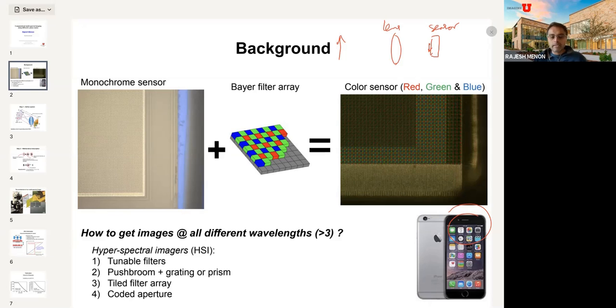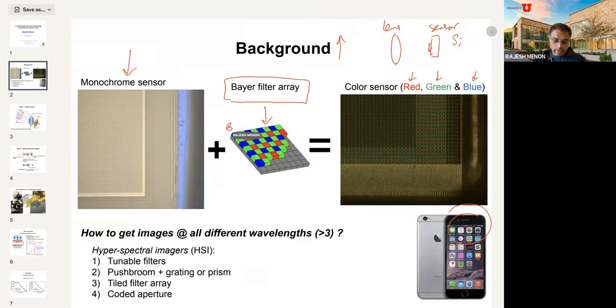As long as the energy of the photon is larger than the band gap of the material used in the sensor, typically silicon, right? However, how do you see color? In order to see color, you need to somehow distinguish the colors. And for human beings, as we saw before, we are interested in red, green, and blue primary colors. So we need to be able to distinguish these red, green, and blue. And this is done by placing something called a Bayer filter array, which looks like that, on top of your silicon monochrome sensor.